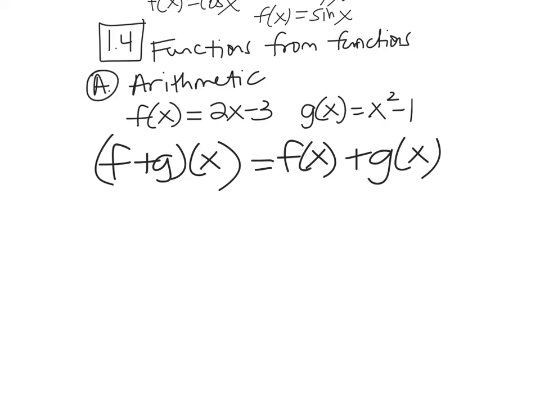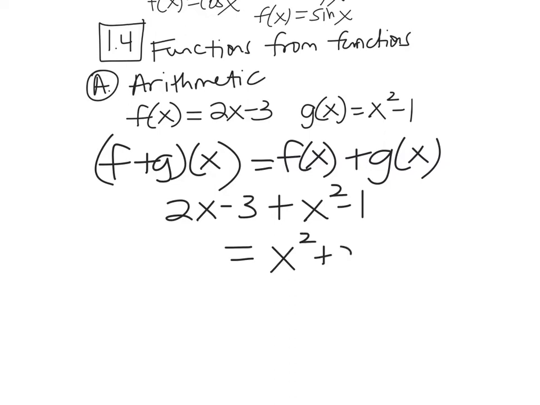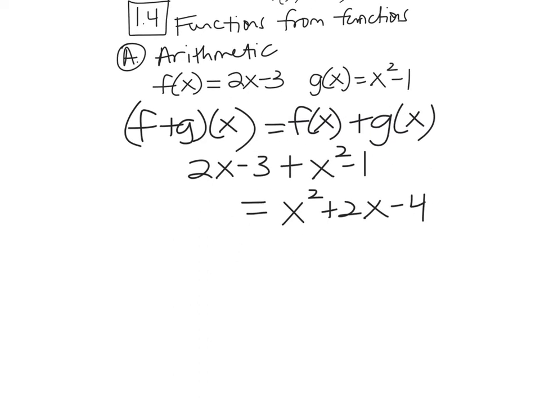So I'm going to take 2x minus 3 and add that to x squared minus 1. And then you want to combine your like terms. And I like to write this in descending order of exponents just because I'm used to that. So it would be x squared plus 2x minus 4. And that's it. And that would be your answer. Okay? All right, so that would be to take the sum. The next one would be the difference of the functions, f minus g of x.